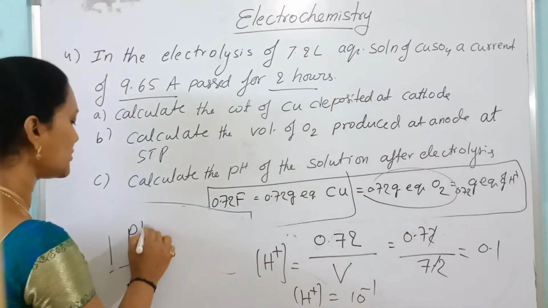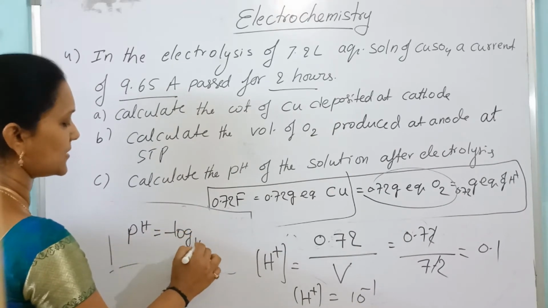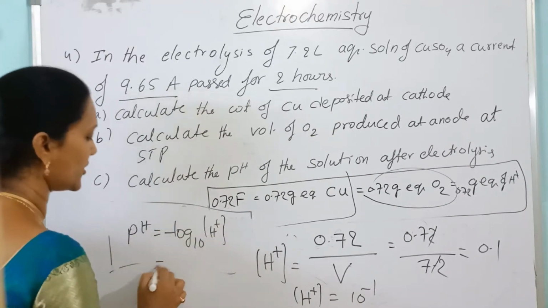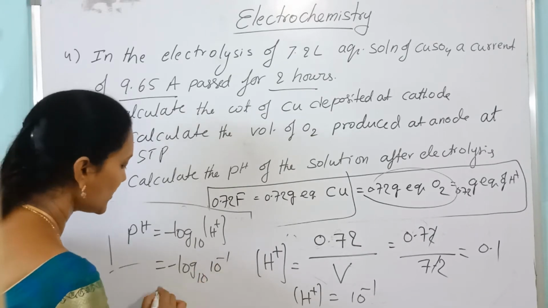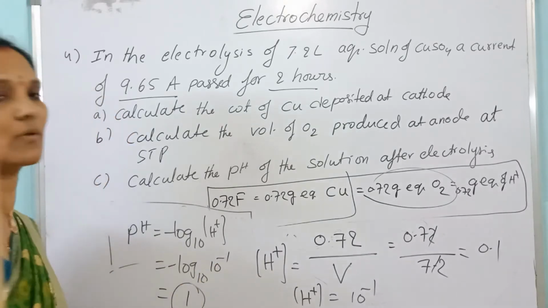Now pH is equal to minus log base 10 of H plus concentration. Minus log base 10 of 10 power minus 1 is equal to 1. So pH is equal to 1.